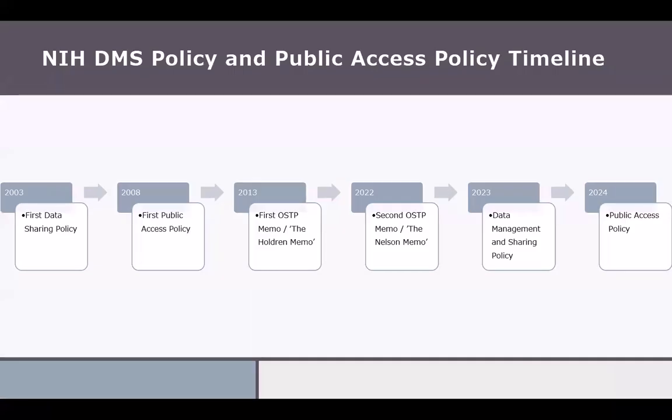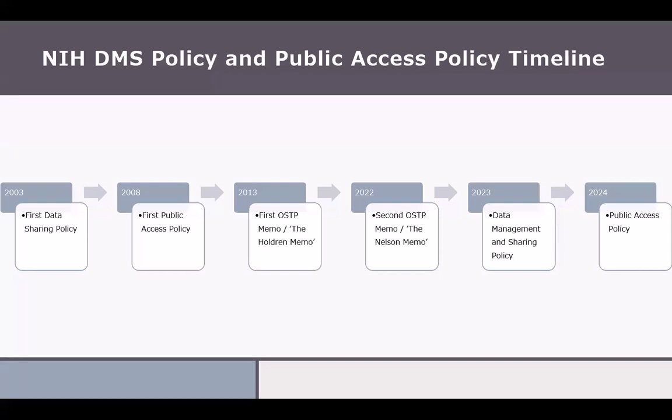All right, so here's our timeline. We start 20 years ago in 2003 with the very first data sharing policy from the NIH. And then just 5 years later, we get the first public access policy from the NIH. And then just another 5 years after that, we get the first Office of Science and Technology Policy Memo, also known as the Holdren Memo.